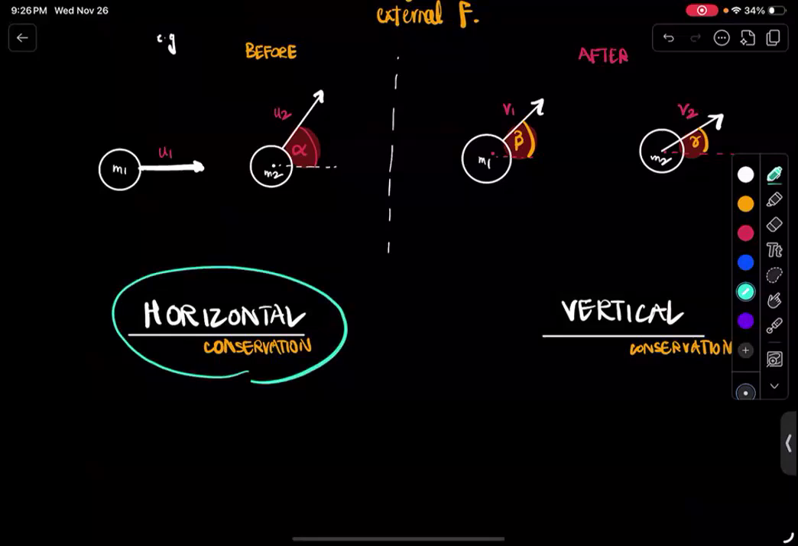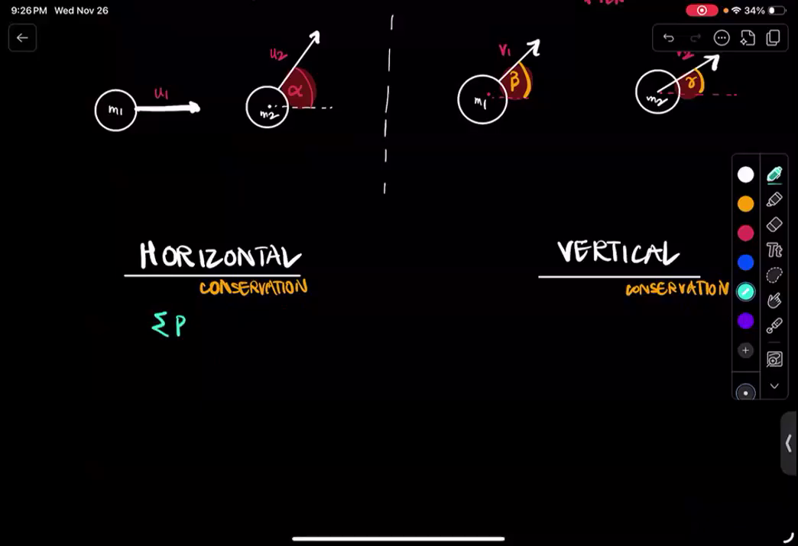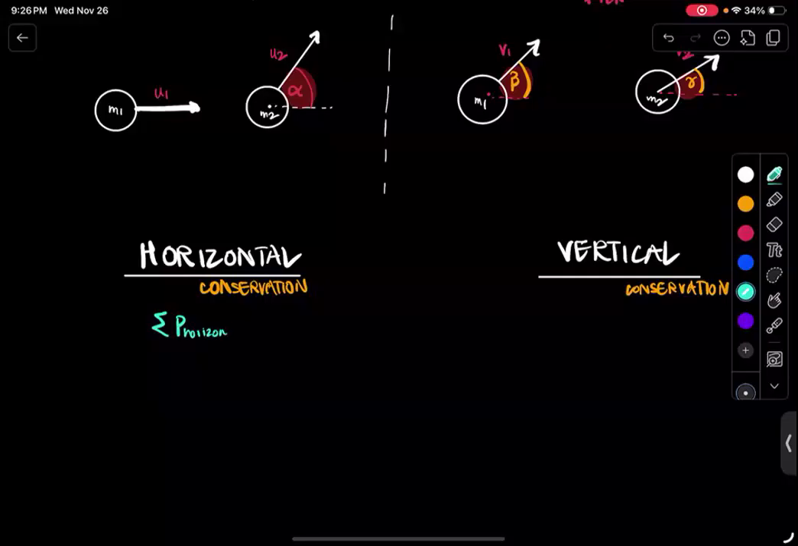So how do I write the horizontal conservation? Momentum horizontal before equals momentum horizontal after. So horizontal momentum will be conserved before and after the collision. Now we'll have to check what the horizontal momentums were.